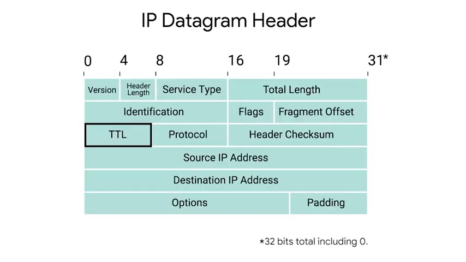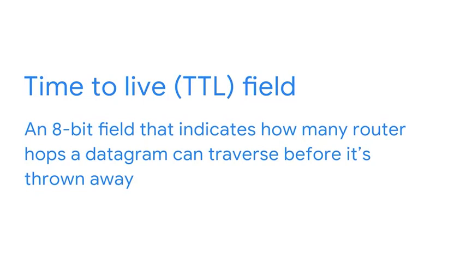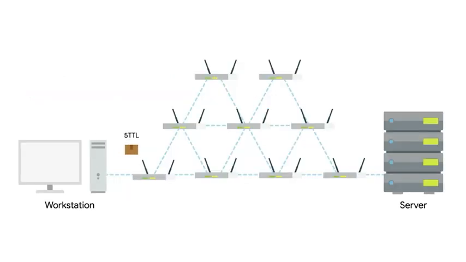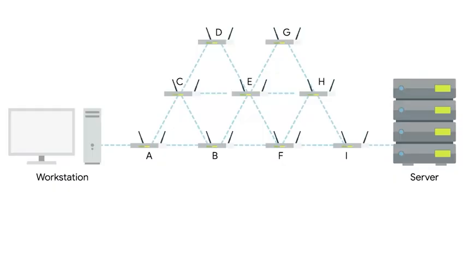Let's move along to the time to live, or TTL field. This field is an 8-bit field that indicates how many router hops a datagram can traverse before it's thrown away. Every time a datagram reaches a new router, that router decrements the TTL field by 1. Once this value reaches 0, a router knows it doesn't have to forward the datagram any further. The main purpose of this field is to make sure that when there's a misconfiguration in routing that causes an endless loop, datagrams don't spend all eternity trying to reach their destination. An endless loop could be when router A thinks router B is the next hop, and router B thinks router A is the next hop.